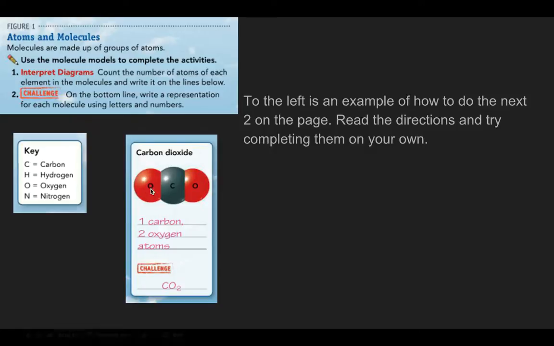Carbon dioxide has one carbon and two oxygen atoms. Then you need to try to figure out how that should be written. So CO2 is for carbon dioxide. I want you to try the next one on your own. If you need help, ask for help.